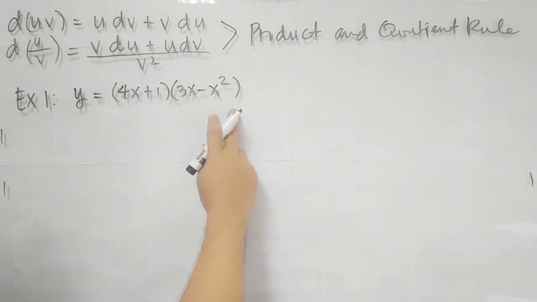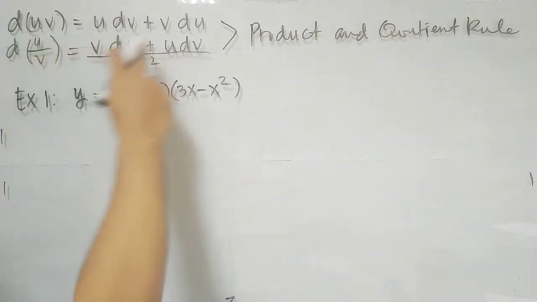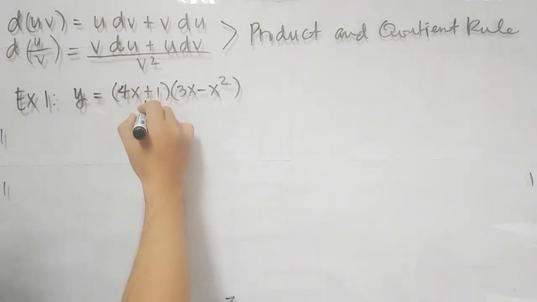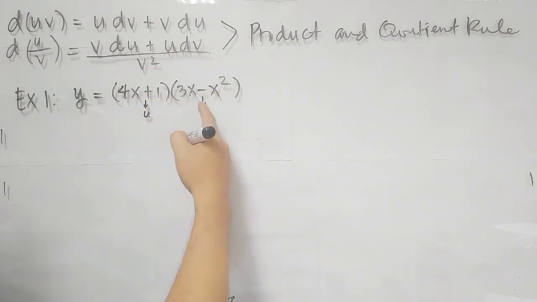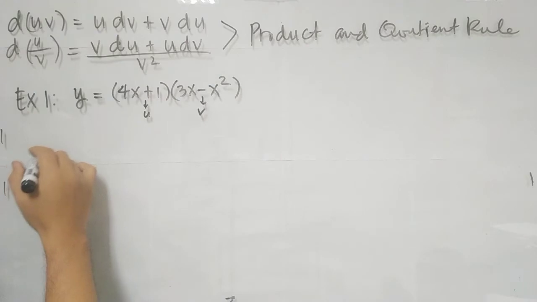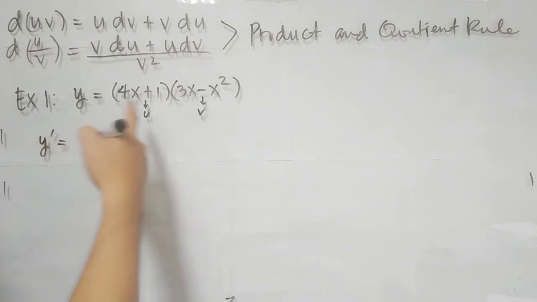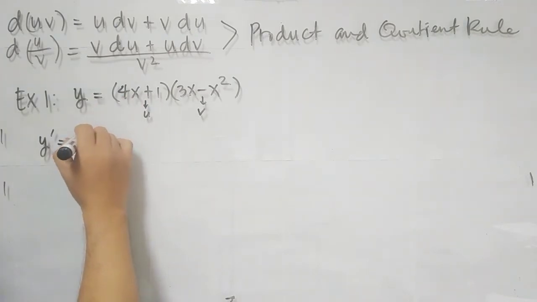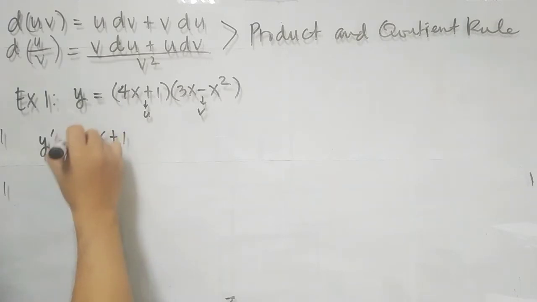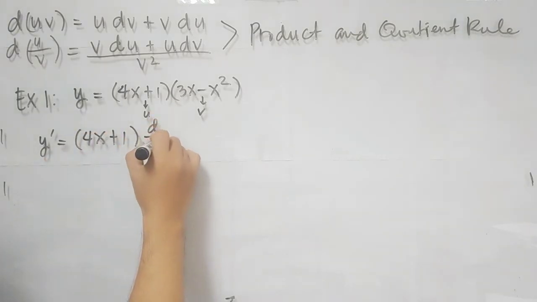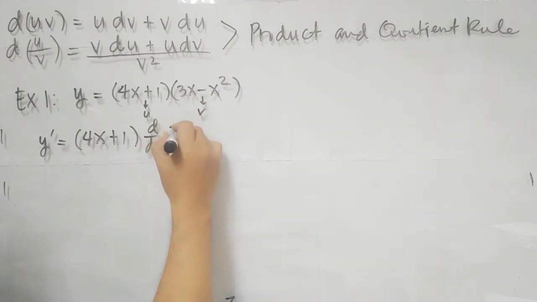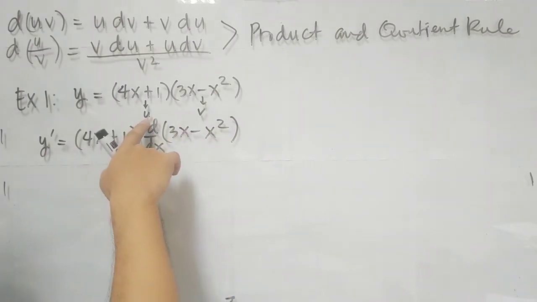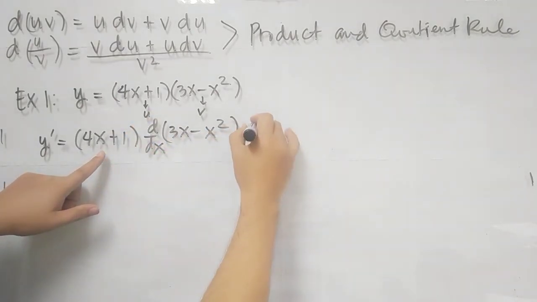So to show an example for this formula, we have y equals 4x plus 1 times 3x minus x squared. So we will solve this one using this formula. For this case, we will make this one as our u, okay? And then we will make this one, 3x minus x squared, as our v. So if we take the first derivative of this function, we have to write first this first term. We have 4x plus 1 times the derivative of 3x minus x squared. This is u times dv plus v.